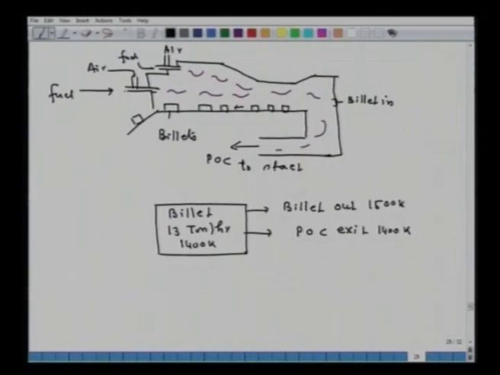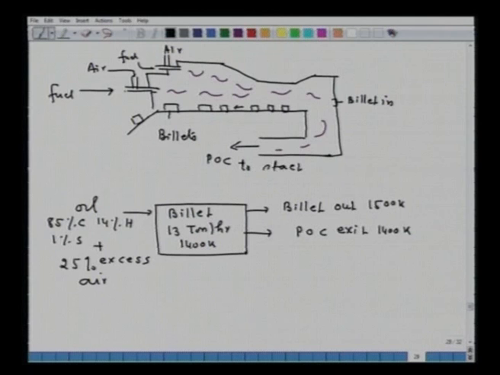Now, this is supplying oil of composition 85% carbon, 14% hydrogen and 1% sulfur. Combustion condition is 25% excess air. That means the total amount of air is 125%. Now, this is a steady state block diagram to solve the problem. This is the way I solve, you can generate your own style of solving, that is up to you. Now, you also require certain values, so I am giving you also certain values.